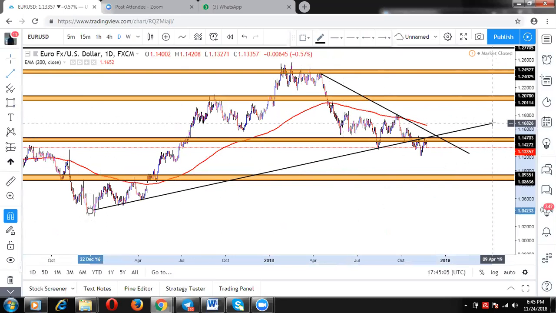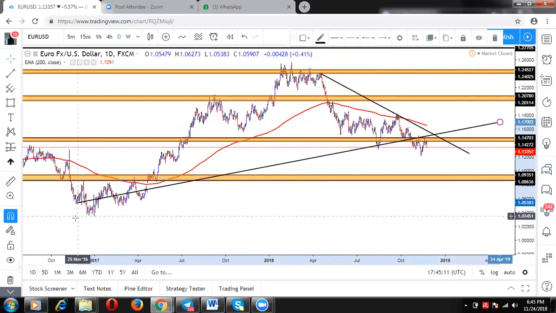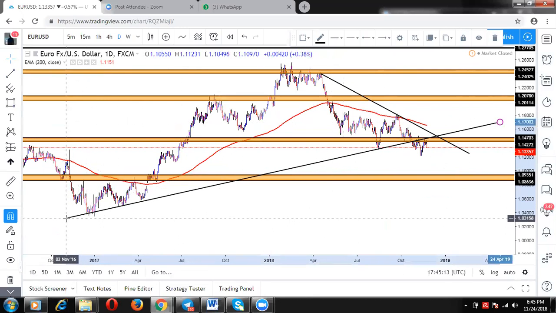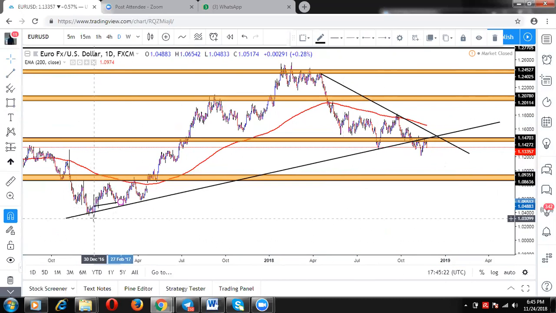This is a trend line. Don't worry about that. I'm going to draw a second one. Okay. Then this is also, come on. This is also a trend line.